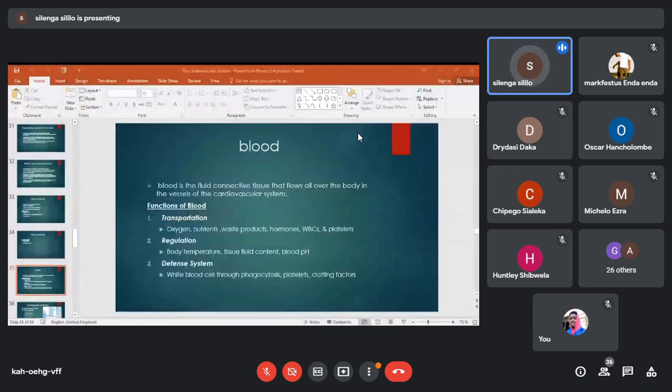Blood is also important in defense and injury, in tissue repair. The issue of clotting factors: the blood also has what we are calling clotting factors, ones that make blood clot.